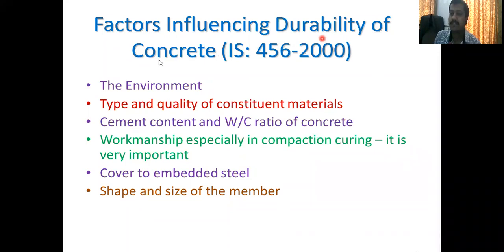Okay, the factors which are going to affect our durability as per IS 456 2000. The first factor which is going to affect the durability is the environment. Second, the type and quality of the constituent materials. Third one, cement content and water cement ratio of the concrete. Fourth one, workmanship, especially compaction and curing, as it is very important for us. Next one is cover to embedded reinforcement, and shape and size of the members.